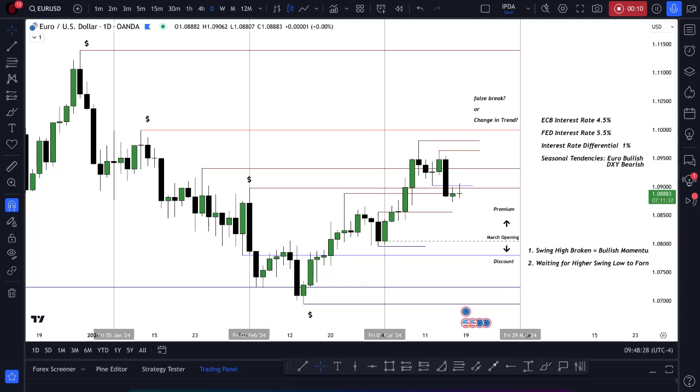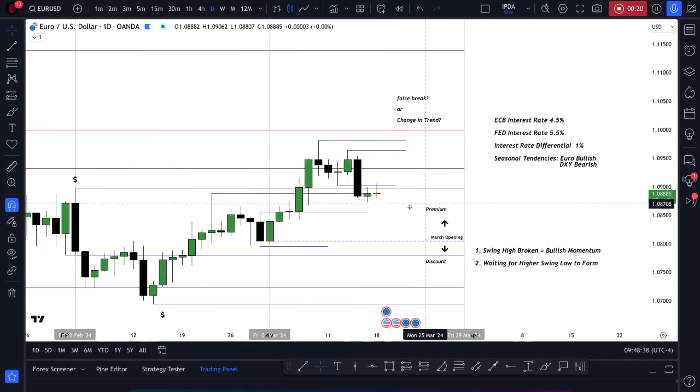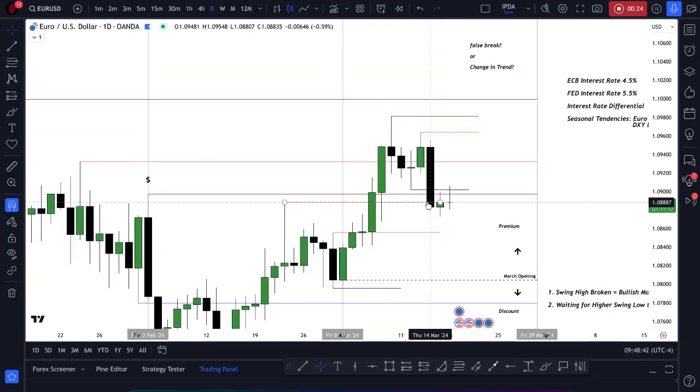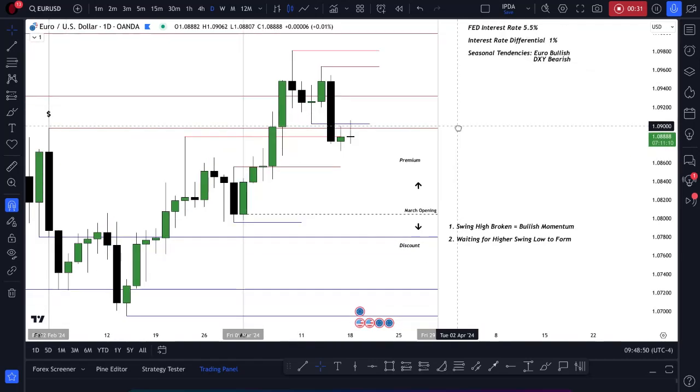As you can see, last we talked about a false break or change in trend. And now the false break or change in trend occurred here this Thursday. I'll zoom in so we can take a look at that. So Thursday comes down and takes out this swing low. This swing low was a part of our bullish trend formula, waiting for a higher swing low to form. We finally got it. So it took a while for it to happen.